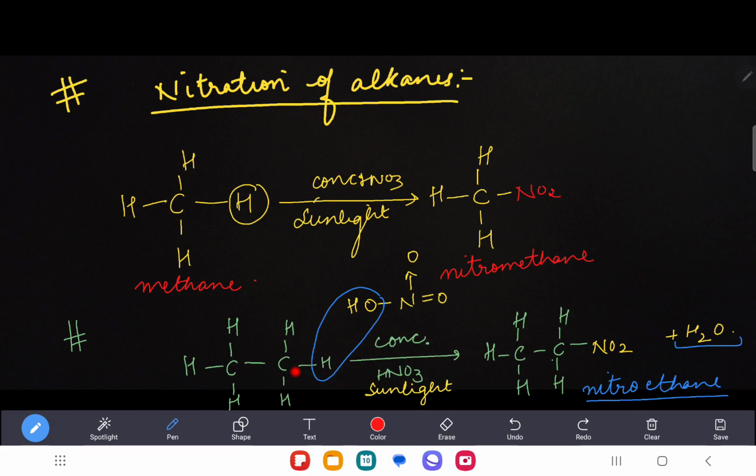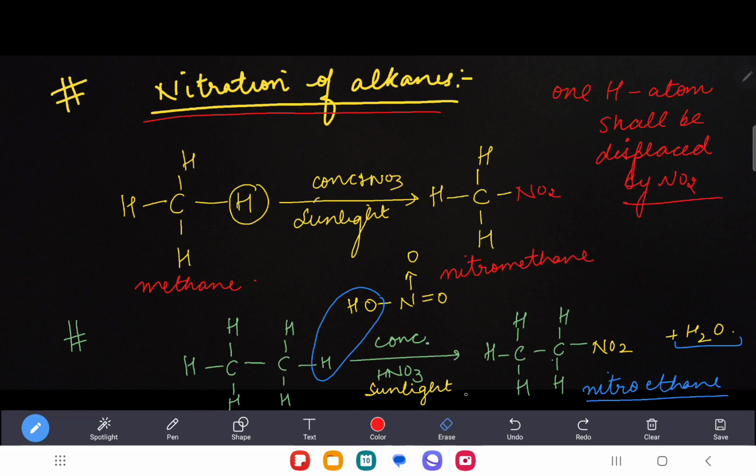Right? So this is the nitration of alkanes, where one hydrogen atom is substituted by an NO2 group. Understood or not? Okay, so that is the concept.